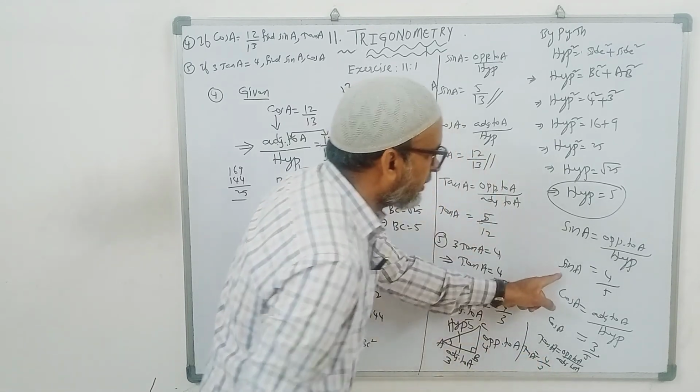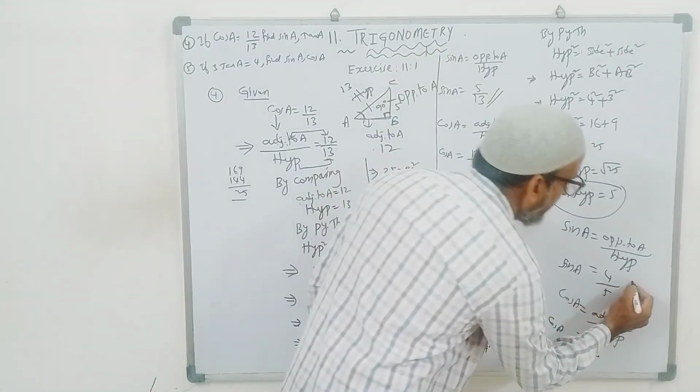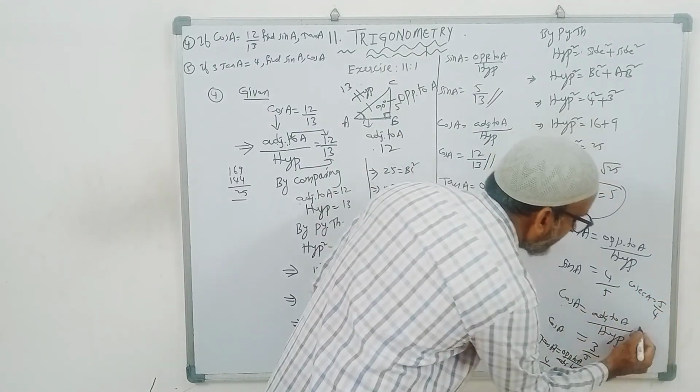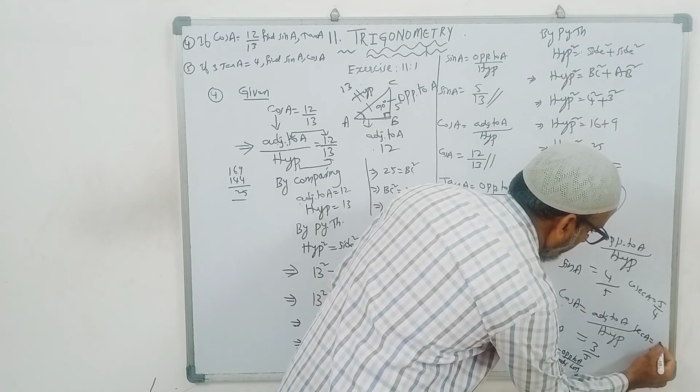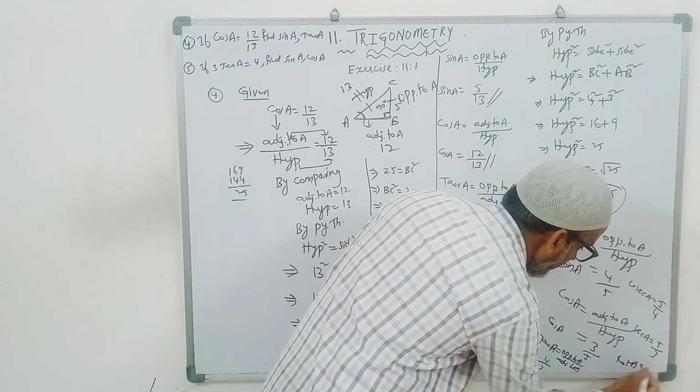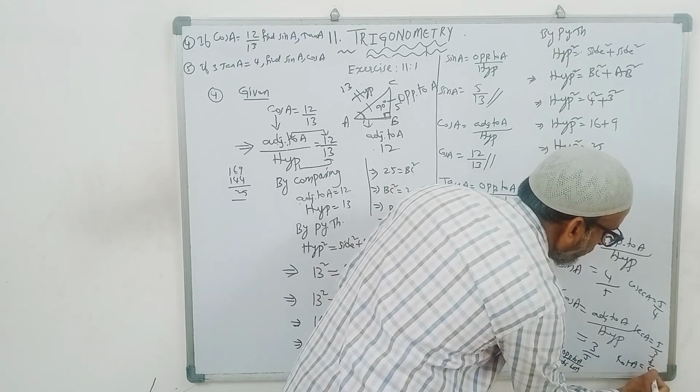With this you can find cosec A. Cosec A is equal to 5 by 4. Sec A is equal to 5 by 3. Cot A is equal to 3 by 4. Over. All this.